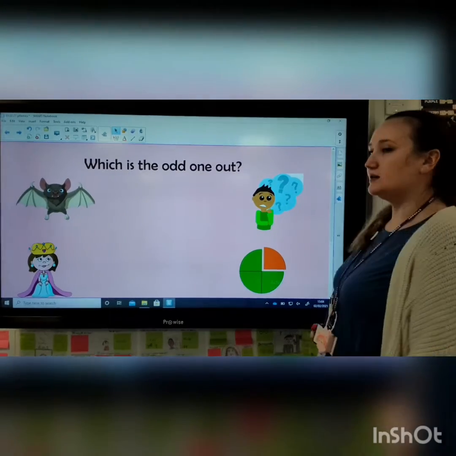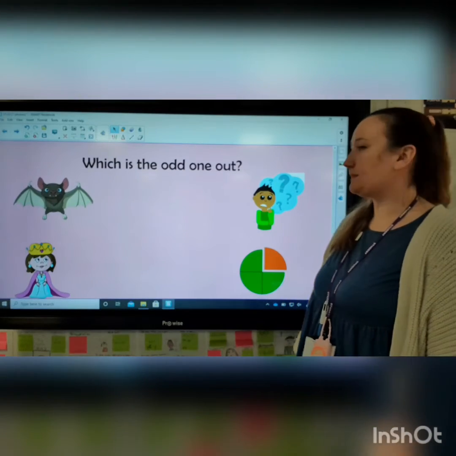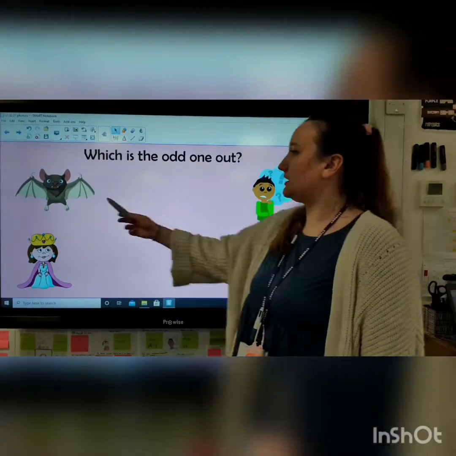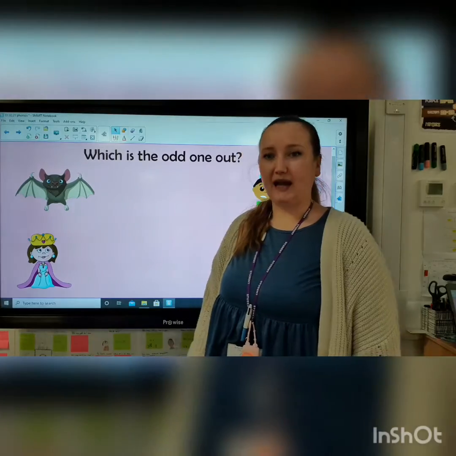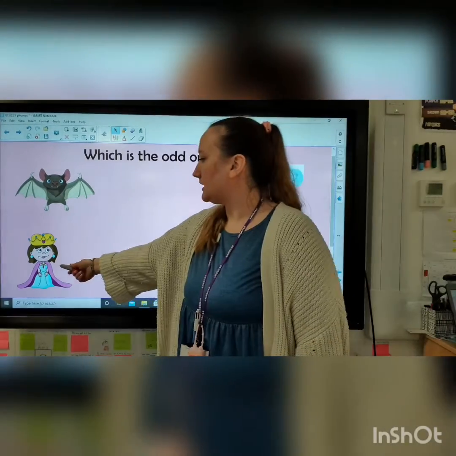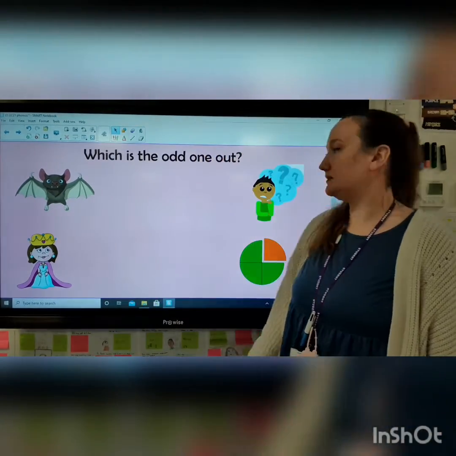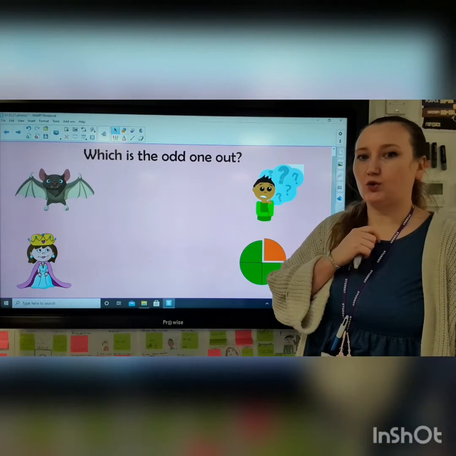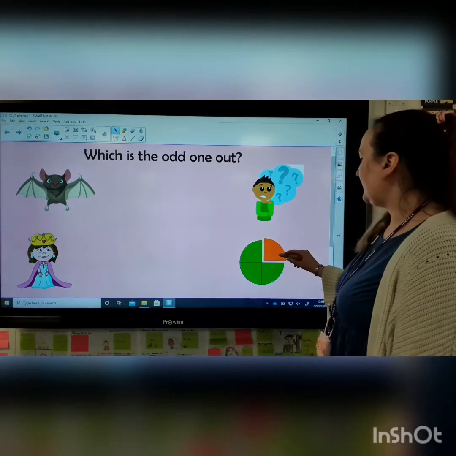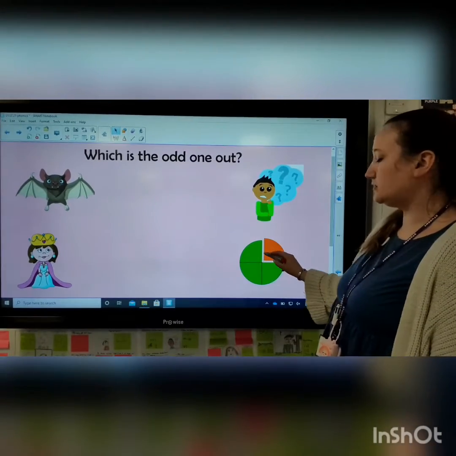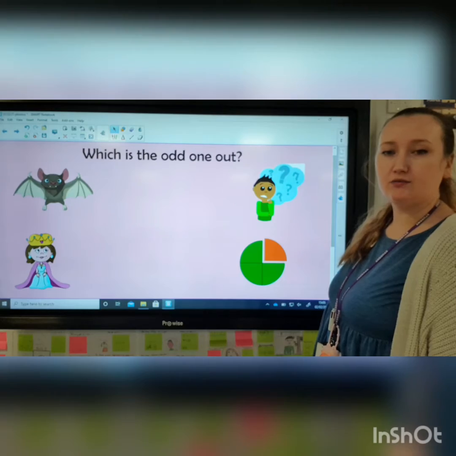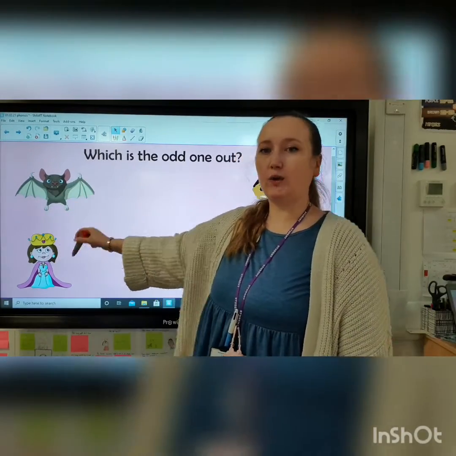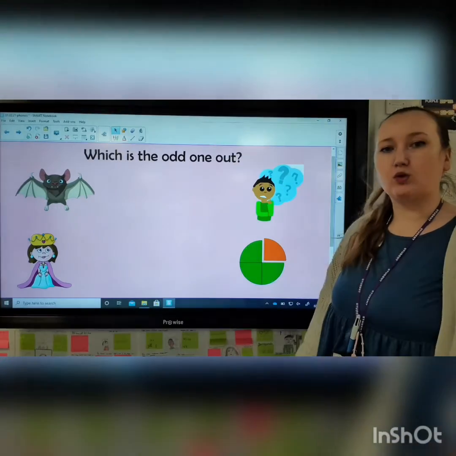Okay. So we're going to play odd one out. Let's think about what we've got on our pictures. We have here a bat. Here we have a queen. Yeah, he's thinking, what could this be? Question. And here, this orange part of the circle is called a, do you know? Quarter. Okay, so we have bat, queen, question and quarter.